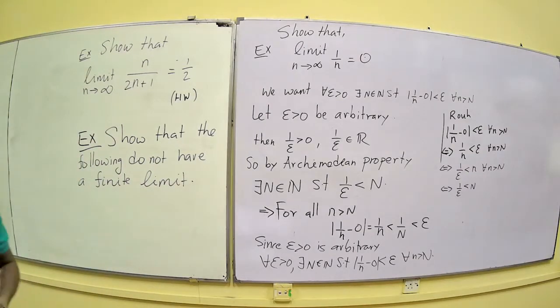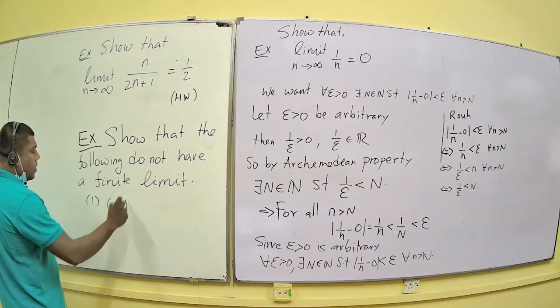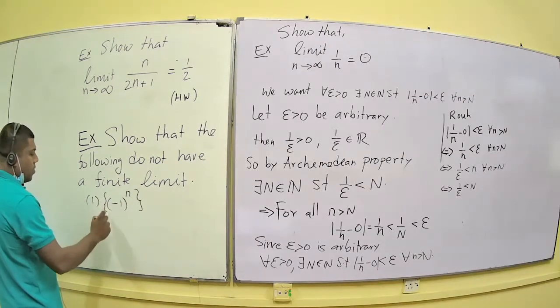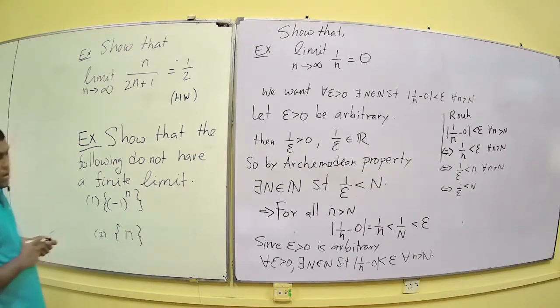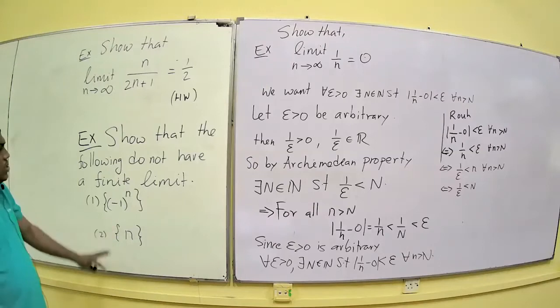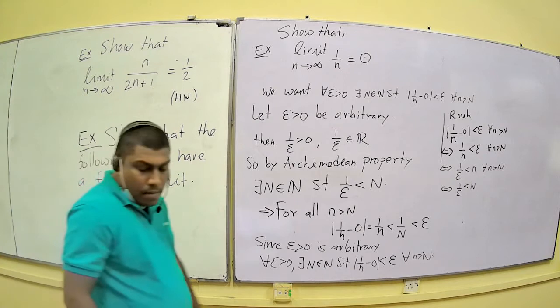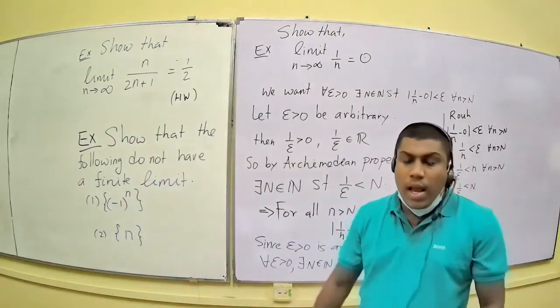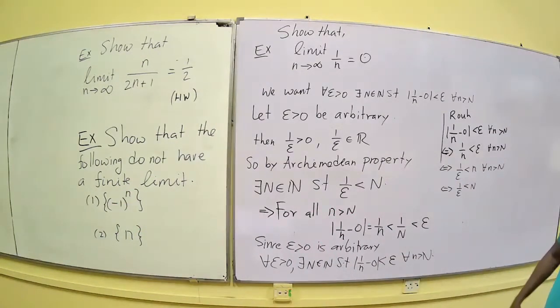Okay, so we will show the following do not have a finite limit, right? One is minus 1 to the power n. Second one is n. Right? If you write down the sequence, you can see that they will not converge to some value, right? So these sequences do not have a finite limit, right? They may have some infinite limit or they don't have a limit, but at least you can prove that they don't have a finite limit, right?